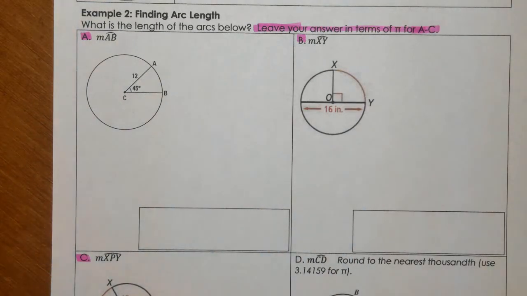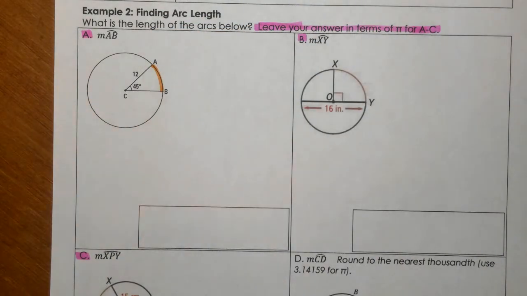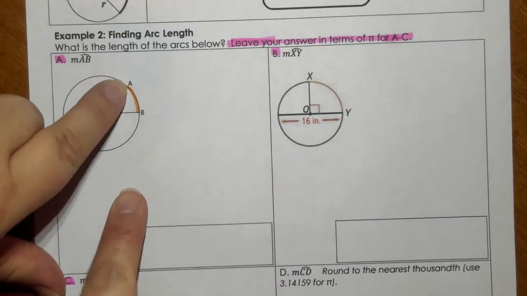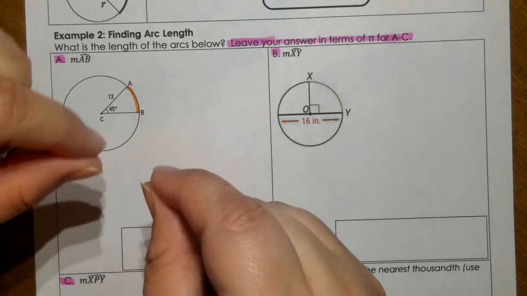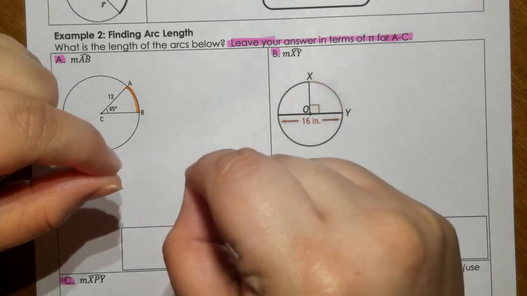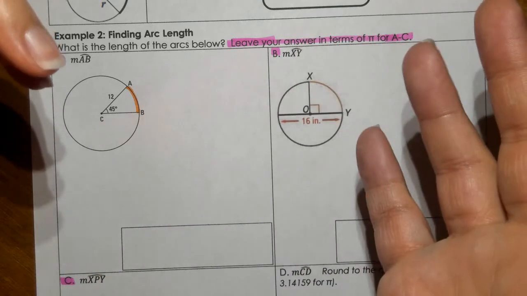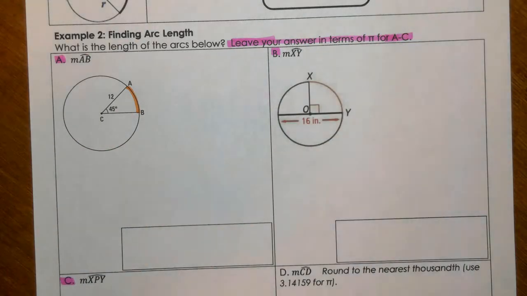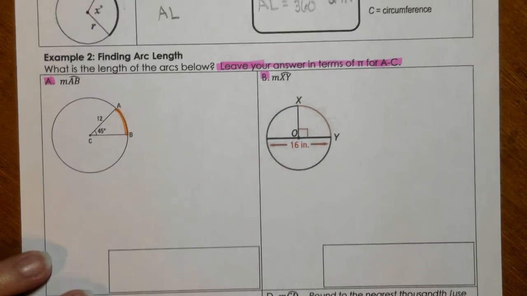Okay, so we're trying to find the arc length of AB. So think of it like this. If I had a piece of string and I laid it at A and went to B, it's obviously going to be curved. I take that piece of string and I put it next to a ruler and I make it straight. What is that measurement? That's going to be in inches or centimeters or feet, usually a smaller measurement. That's very measurable with a ruler, but we can't measure it with a ruler when it looks like this. So we use this formula.